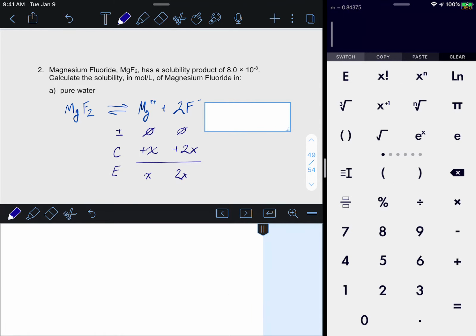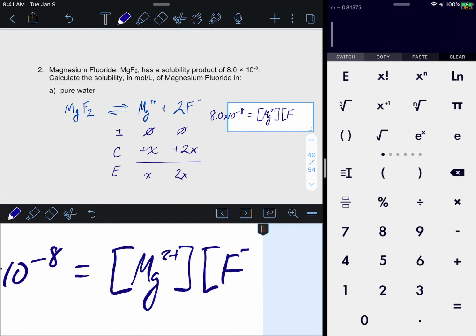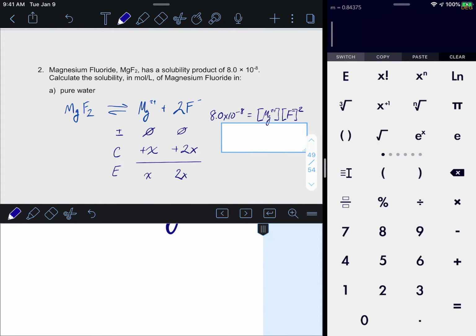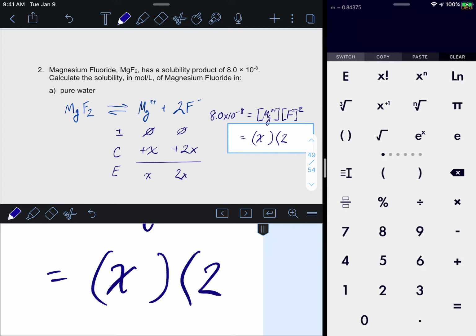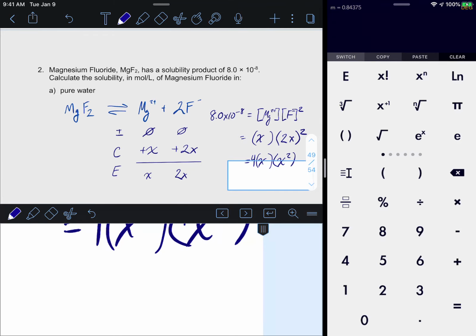So then we go over to our equation. 8.0 times 10 to the negative 8 is equal to the concentration of magnesium times the concentration of fluorine raised to the power of 2, because there's a coefficient of 2. Replace that with the values that we were just given. And then the trickiest part here is to remember to proceed by the appropriate rules. So that means that I need to square that 2 to give myself a 4. And I'm going to put that at the front. And then I'll have an x squared. And then we combine all of those x's, so we get 4x to the power of 3.